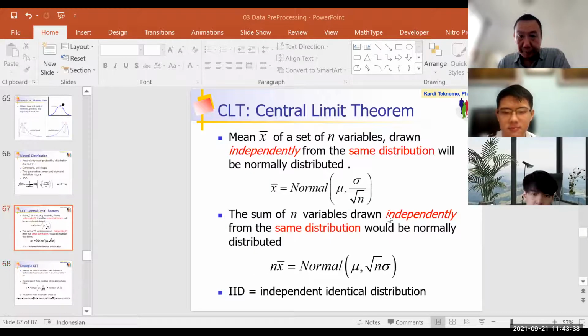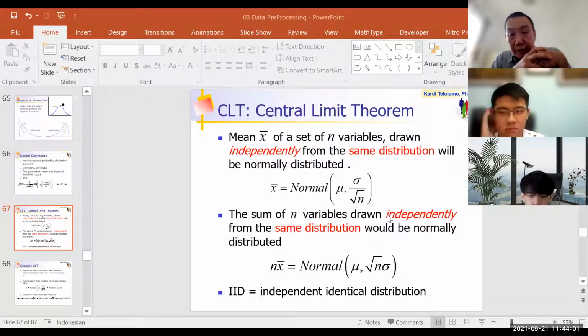Now, in statistics, there is what is called the central limit theorem. What does it say? That the mean of n variables drawn independently from the same distribution will always be a normal distribution with this value. The mu will be exactly the same as the mean, and the standard deviation will be the standard deviation divided by the square root of n. N is the number of variables.